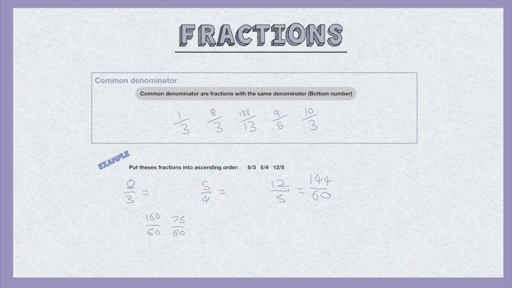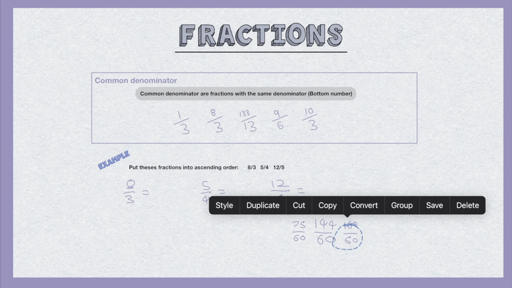Now we can have these fractions, which are the same as these fractions, just written differently. They mean the exact same number, and now we can write them in ascending order because we can look at them and pick this is the smallest, second smallest, and biggest.